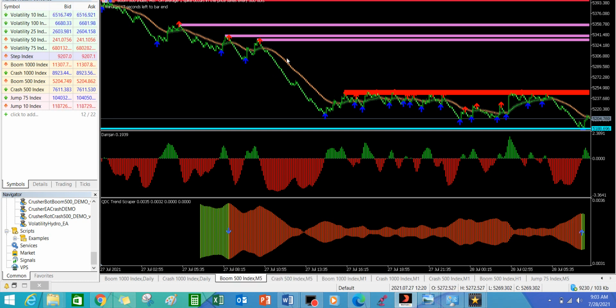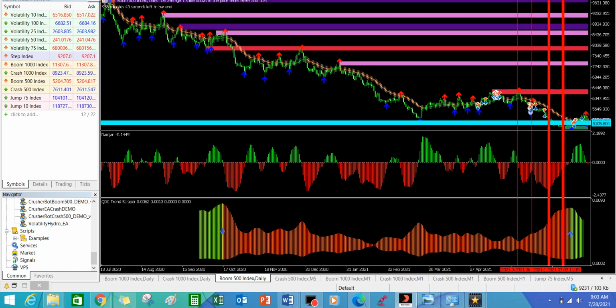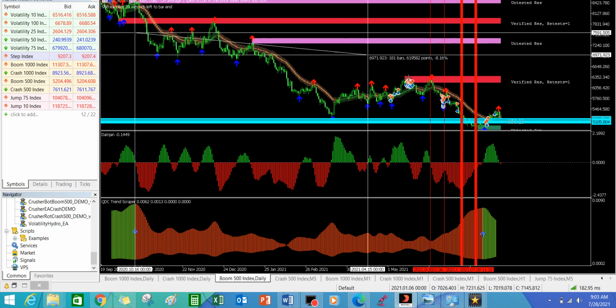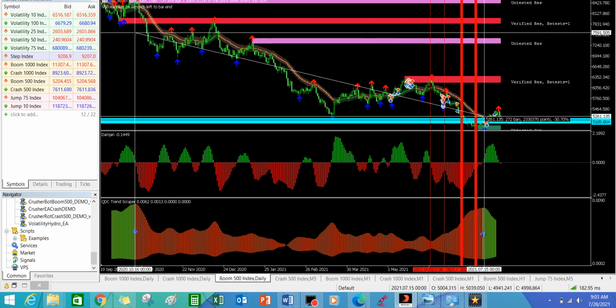So let's check out. This is boom 500. I'm going to take it to daily time frame. Okay, this is daily time frame. We can see this right here. You can see that the downtrend market movement started from here and it went down to this level. It came to an end right here. Isn't that amazing, guys?